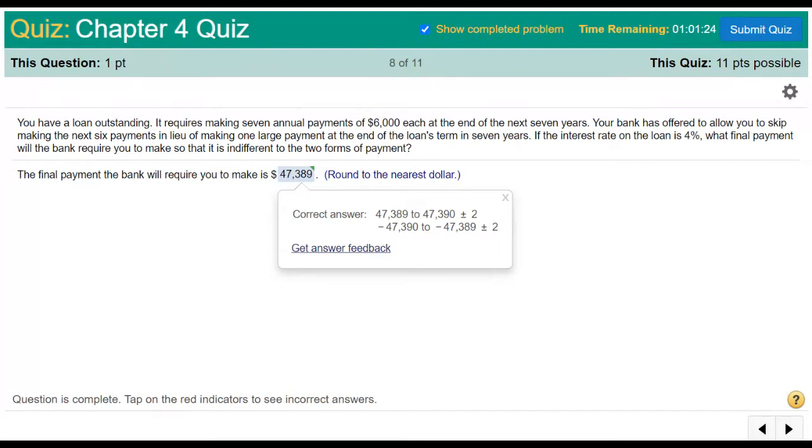You have a loan outstanding, requires making 7 annual payments each at the end of the 7 years. Your bank has offered to allow you to skip making the next 6 payments in lieu of making 1 large payment at the end of the loan terms in 7 years. If the interest rate on the loan is 4%, what is the final payment the bank will require you to make so that it's indifferent to the 2 forms?